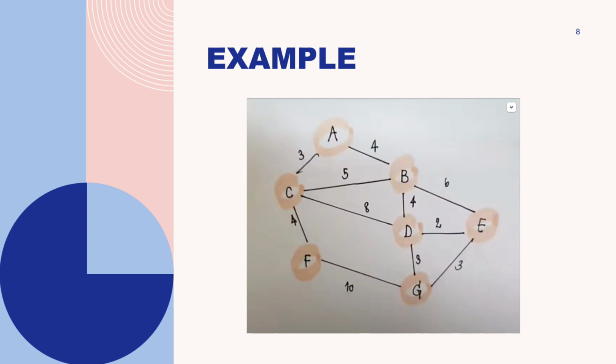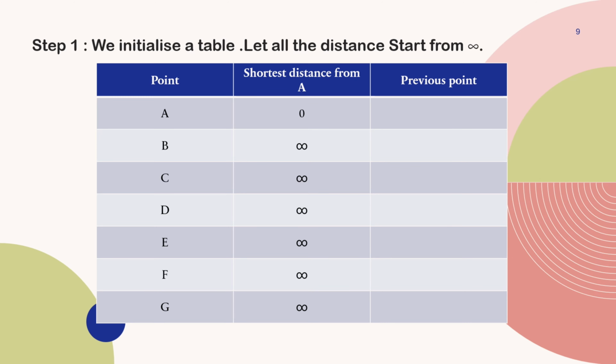Here is an example. In the following figure, A, B, C, D, E, F and G are the vertices. We need to find the shortest path from vertex A to vertex G. Step 1. We initialize a table. Let all the distances start from infinity.